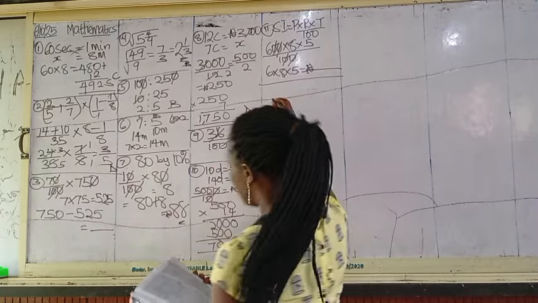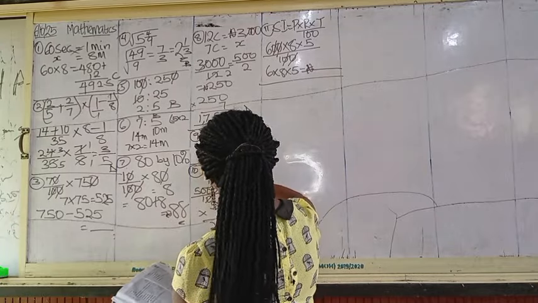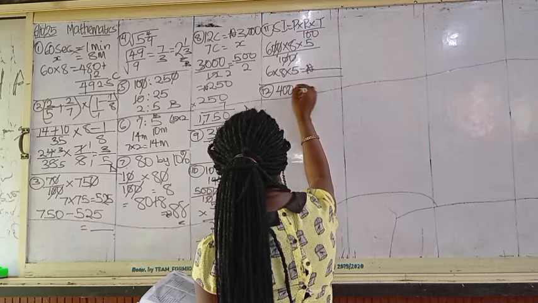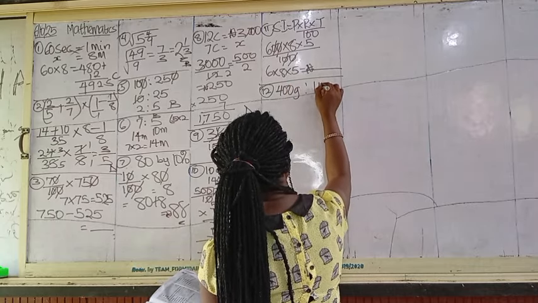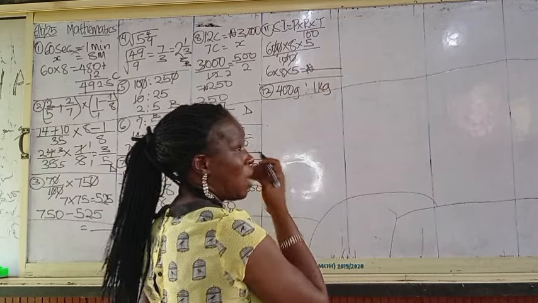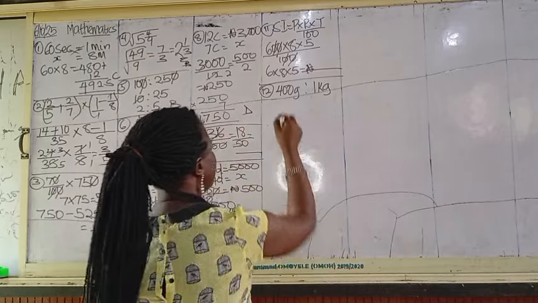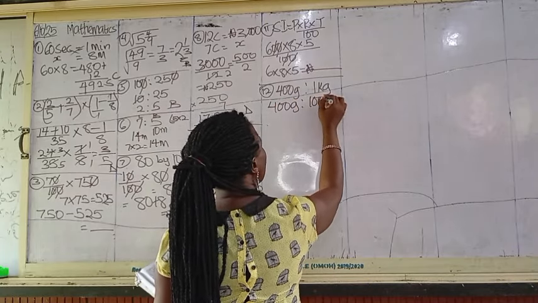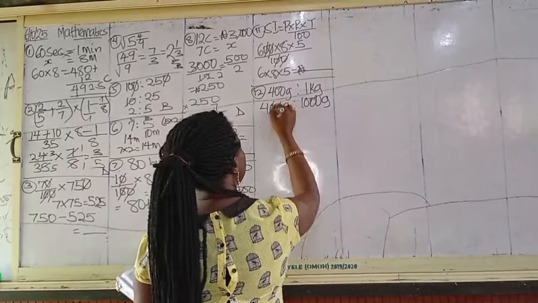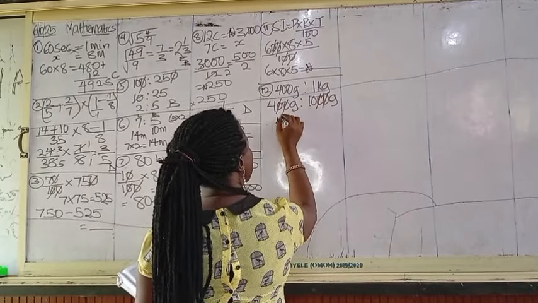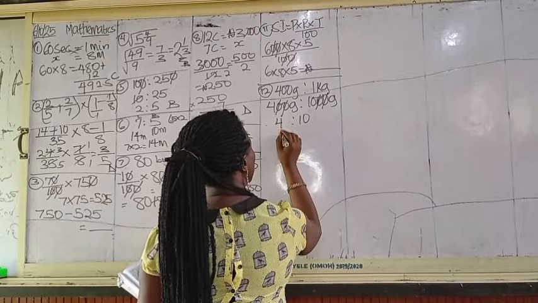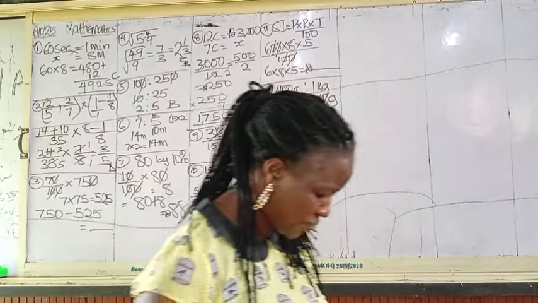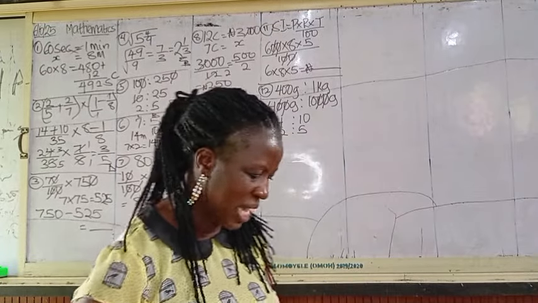Number 12, if 400 grams ratio 1 kilogram, find the ratio in the simplest form. The same thing as question number 9. So this is number 12. But the only difference is they are not in the same unit, so we will have to put them in the same unit. 1,000 grams is equal to 1 kilogram. So that will be 400 grams ratio 1,000 grams. These two will take care of these two. So we are having 4 ratio 10. 2 here 2, 2 here 5. So it is 2 ratio 5. We have it as option A.